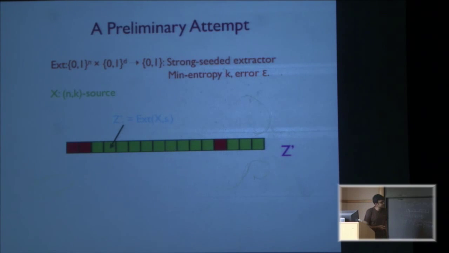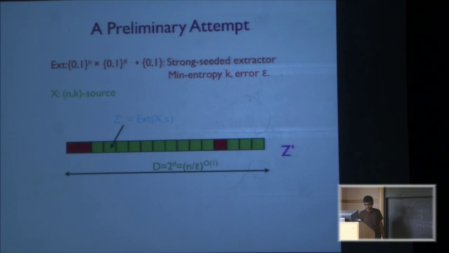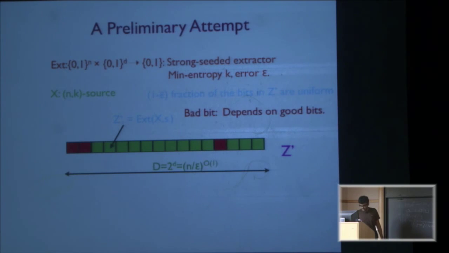And by the property of the strong seeded extractor, almost 1 minus epsilon fraction of these bits are close to uniform. So green is uniform, and the red are the non-uniform bits. But the uniformity is individual. Yeah, it's individually uniform. They may be very correlated. Yeah, but every green one is good. And 1 minus epsilon fraction of the bits are uniform, but they need not be independent, as we pointed out. And the bad bits may depend upon the values of the good bits.